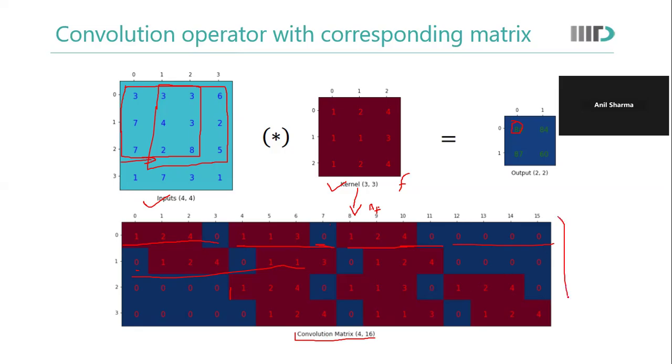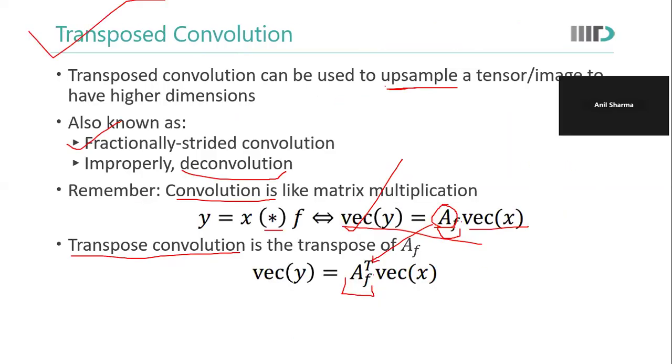So this is the A of F we have, and when we do the dot product with this particular input, we get the same output. This is how the convolution operation works when we have this convolution matrix.